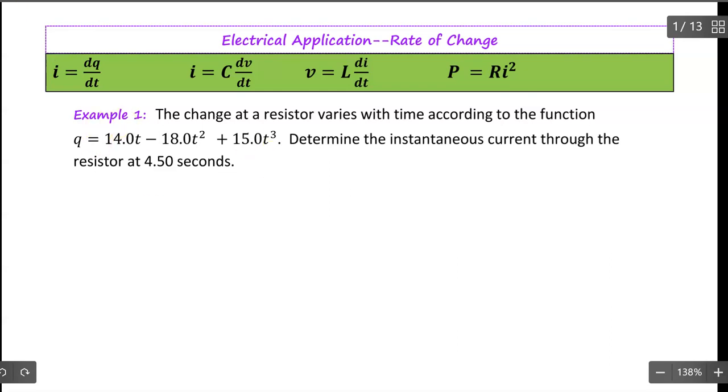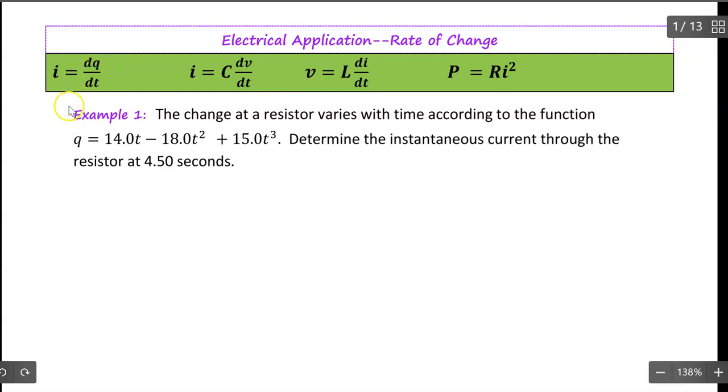So this formula is representing the instantaneous current, because it's represented by the small letter i. You see that it's equal to the derivative of Q with respect to time. So when we talk about rate of change, we measure the rate in terms of time. So if you see an equation like this, it is related to differentiation.